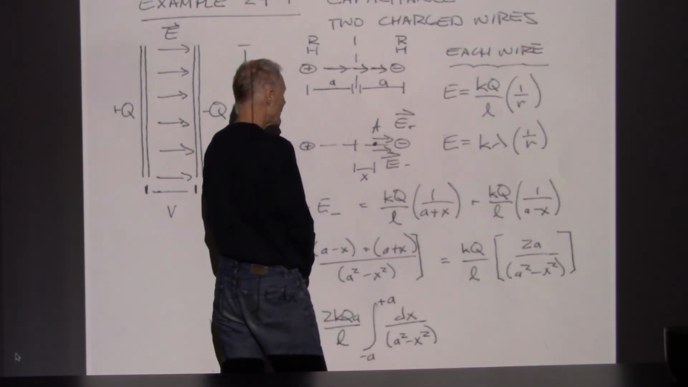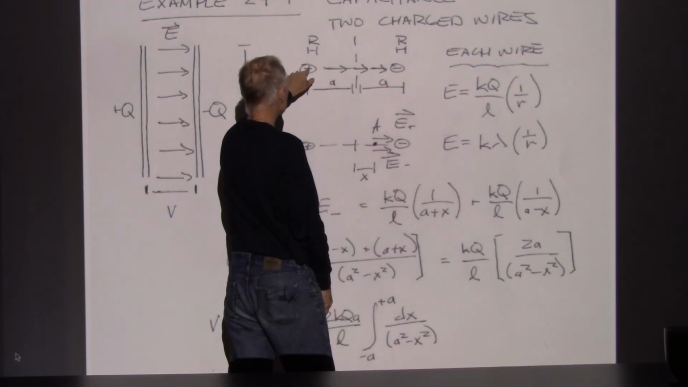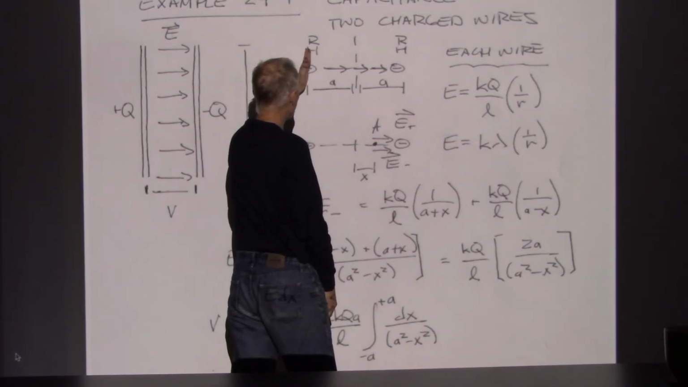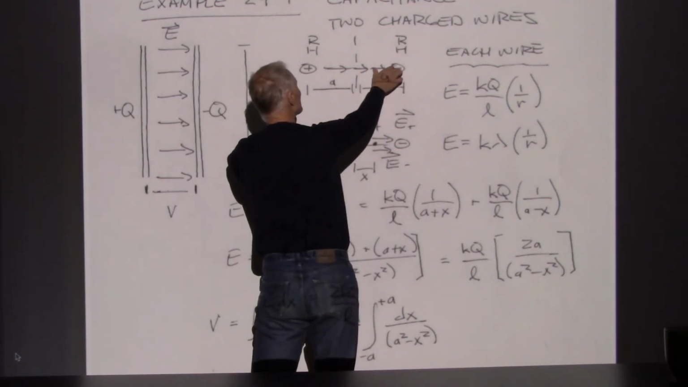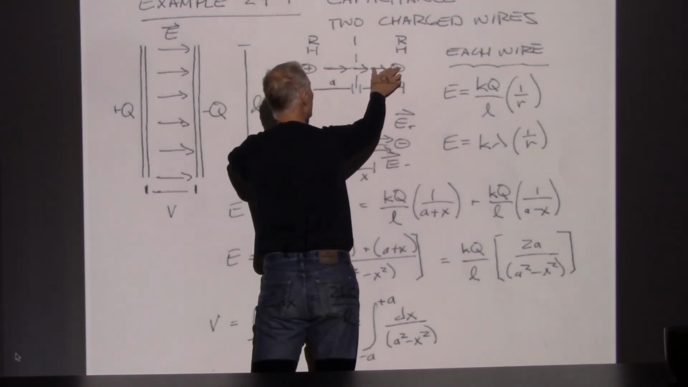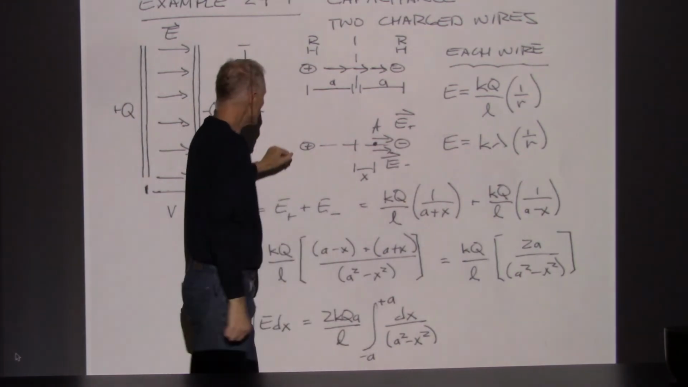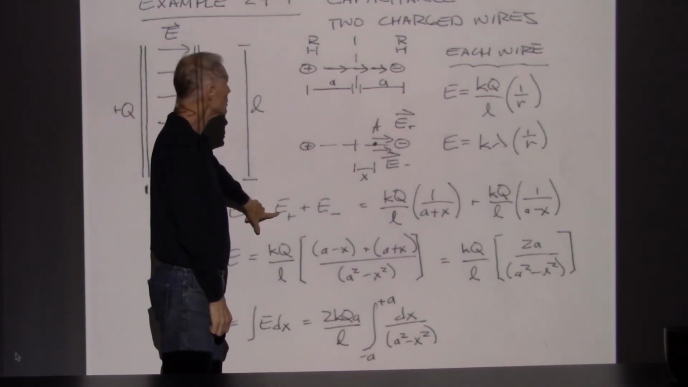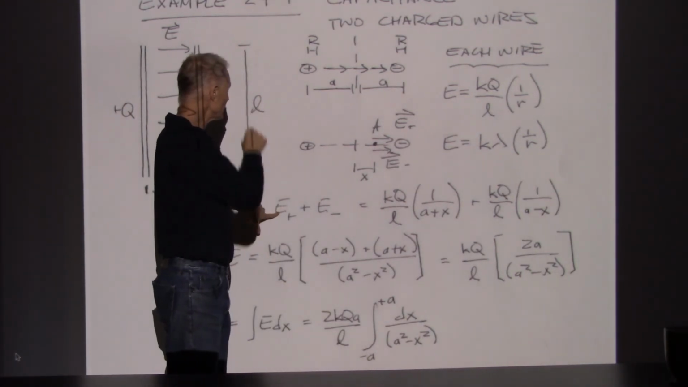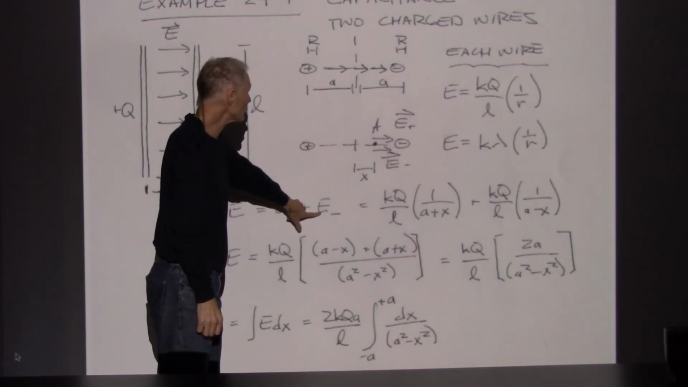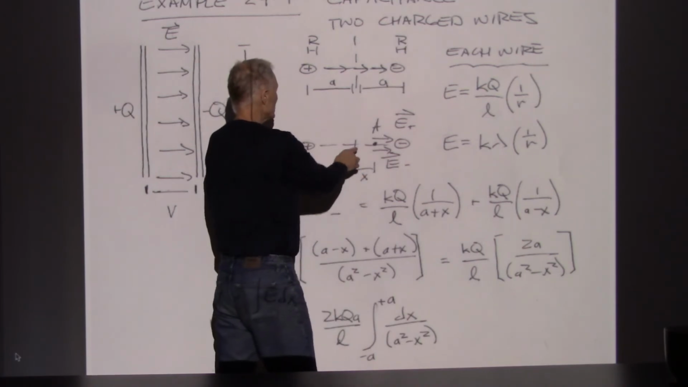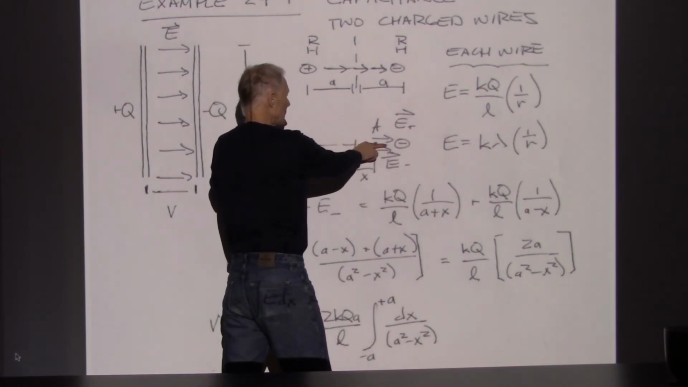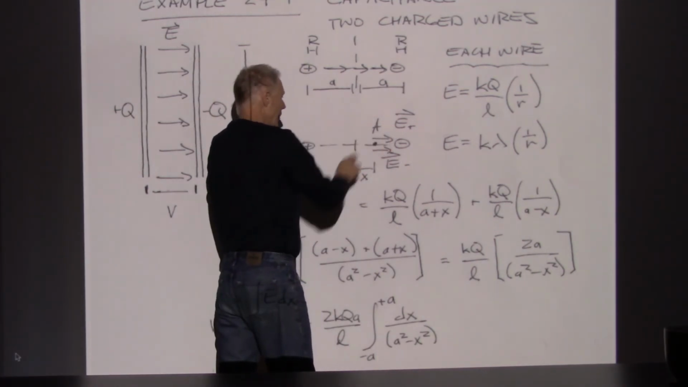that says that the distance little r that I am away from this wire is going to be a plus x, and the distance from this wire is going to be a minus x. So I'm going to take the electric field due to the positive wire and the electric field due to the negative wire. Now they're both in the same direction. So I am going to get an electric field added together in that direction.